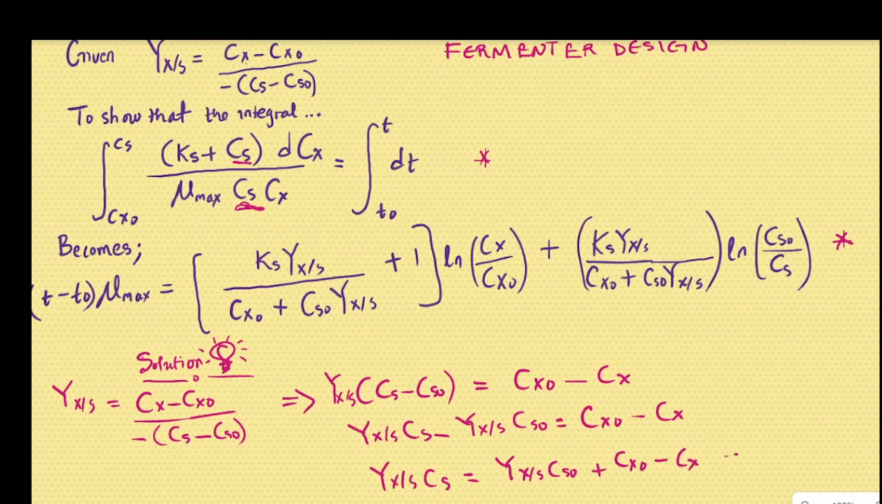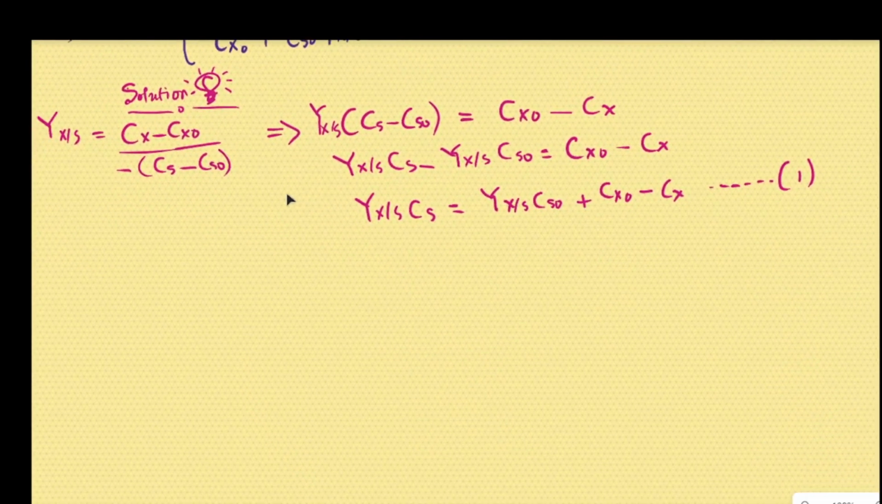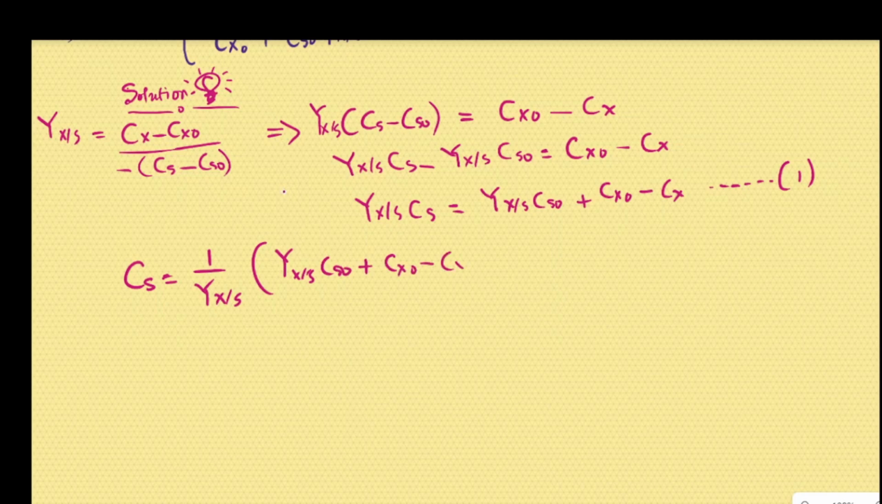So I will come back to this equation. Let me reference it as equation 1, for instance. So let's keep going. Now if we make Cs the subject of the formula, we're going to have it as 1 over Yx/s into (Yx/s Cs0 plus Cx0 minus Cx). So this is our equation 2. So let's go back to the integral.